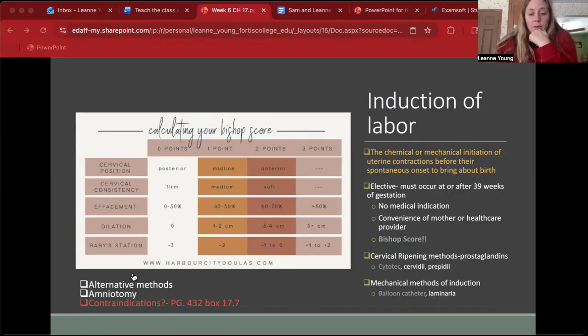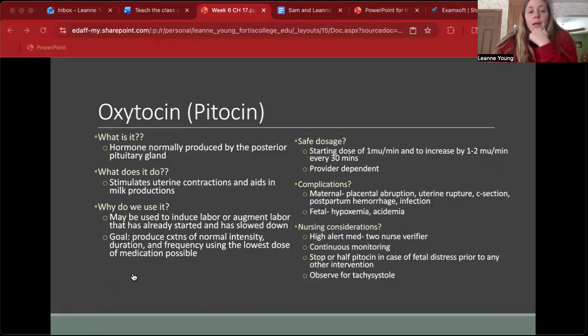The other thing we talk about whenever we're talking about induction of labor is Pitocin. We use this a lot for inductions of labor. It's a hormone, as you guys know, that's normally produced by the posterior pituitary gland. It is going to stimulate uterine contractions and aid in milk production. Why do we use Pitocin? Because it may be able to induce labor or augment labor that has already started and has slowed down, or just to give moms contractions if we're inducing them, elective or medically indicated. The goal is to produce contractions of normal intensity, duration, and frequency using the lowest dose of medication possible.